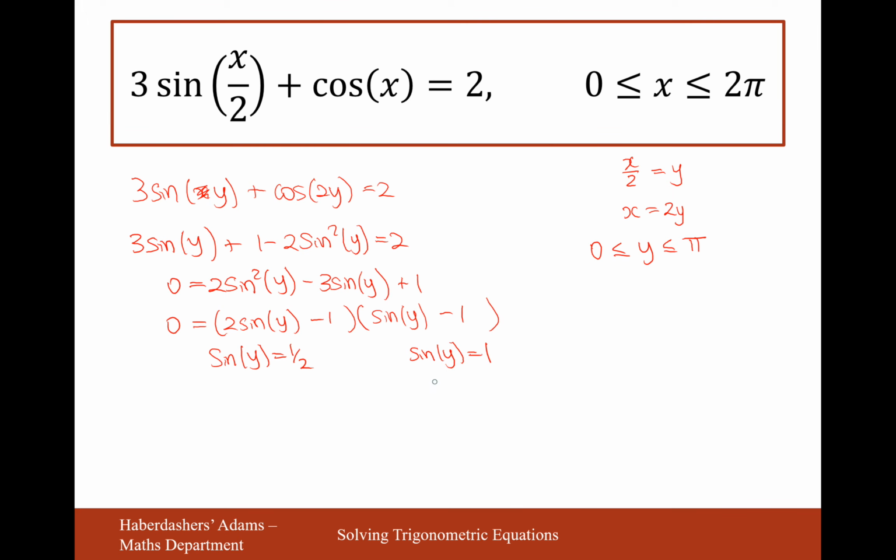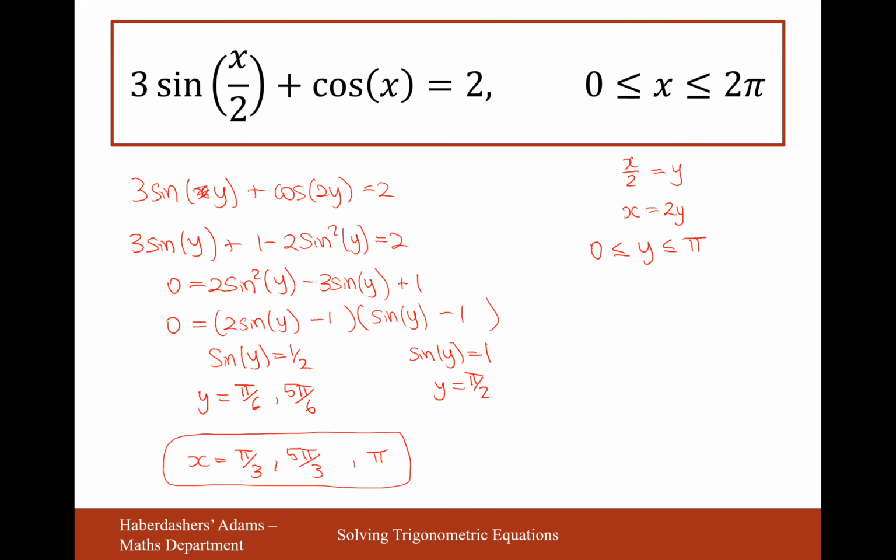And luckily that will happen for this one here. We'll have pi by 2 as our answer for that one, and this one here will be y equals pi by 6 and 5 pi by 6 as well. So the solutions for x are going to be pi by 3, 5 pi by 3, and for this one here we double it, and we're going to get pi for this solution here. Lovely, so there we are, that's the answer for this question here.